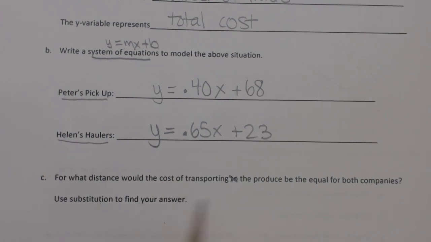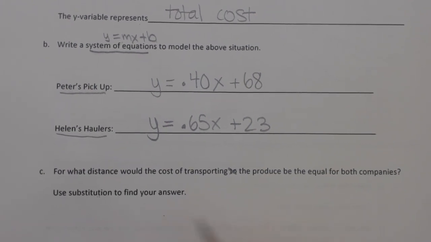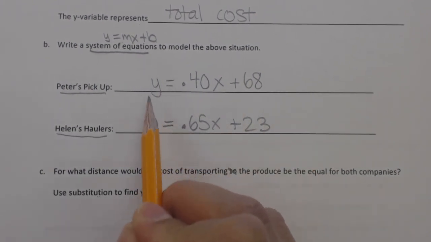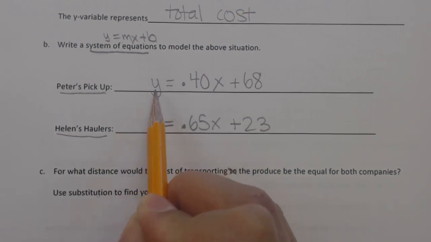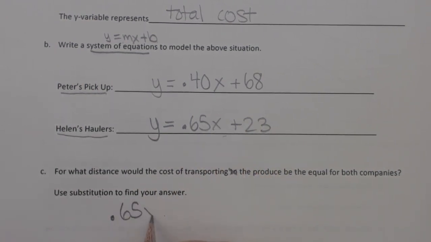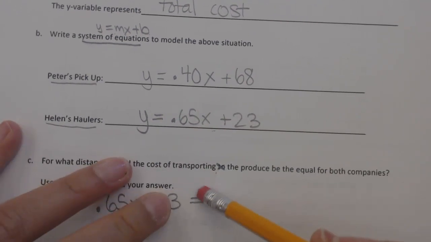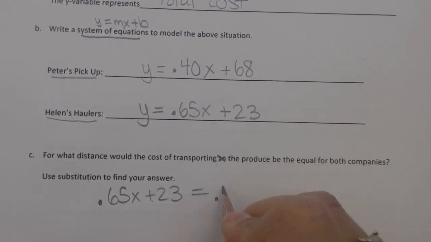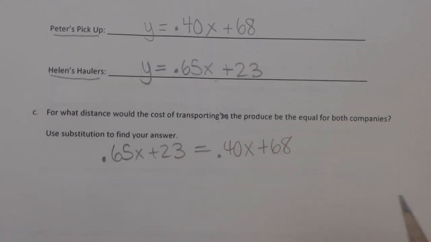So this is going back to our skill of solving for x and y using substitution. And you just took a formative on that. So what we do is, both of these equations are solved for y. So we would take out this y and input what the other equation says that it is equal to. So 0.65x plus 23 equals, and then this side, 0.40x plus 68.